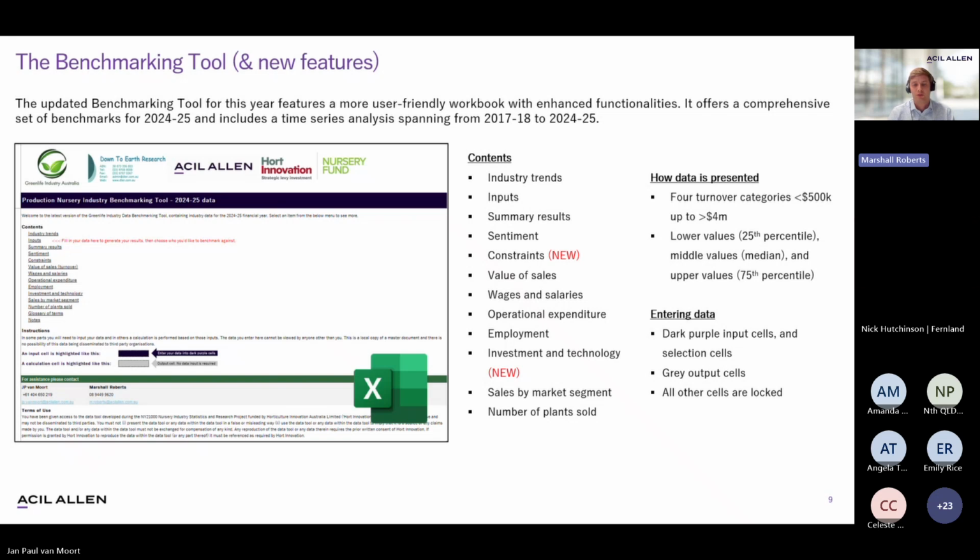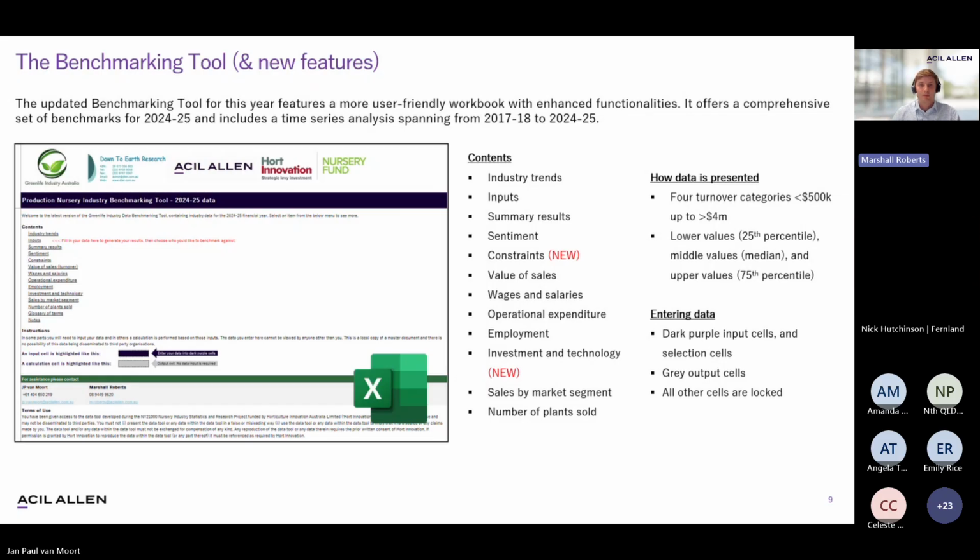We've tried to simplify this year's tool, make it easy to interpret, and we've cut down on the amount of content within the tool. Like previous years, data is presented across 4 turnover categories, ranging from small businesses up to large to enable you to compare yourself to your peers. Data is also presented as lower, middle and upper values, and this will then allow you to compare yourself to those who are maybe performing a bit stronger in various areas or just against the average in the industry. Like previous years, you enter data into dark purple cells and the grey cells are outputs.